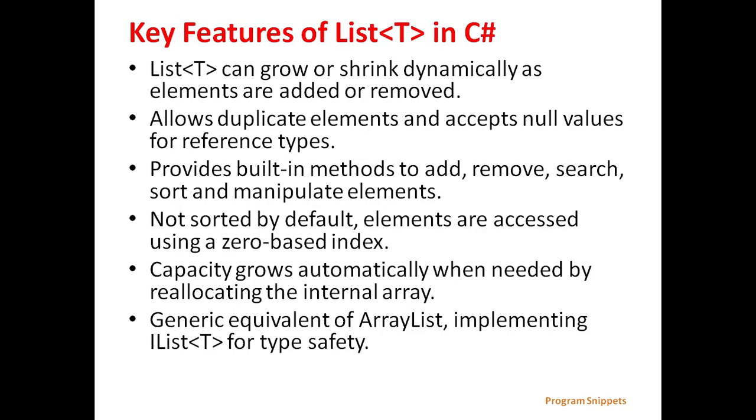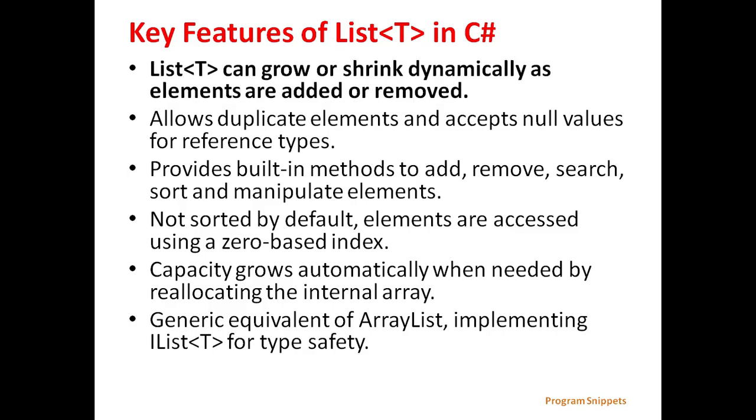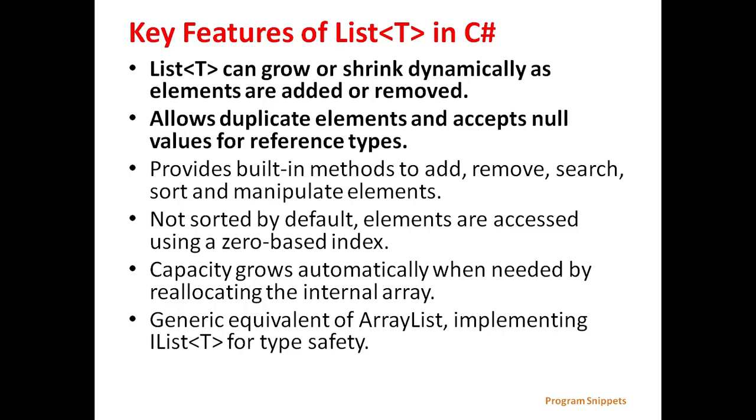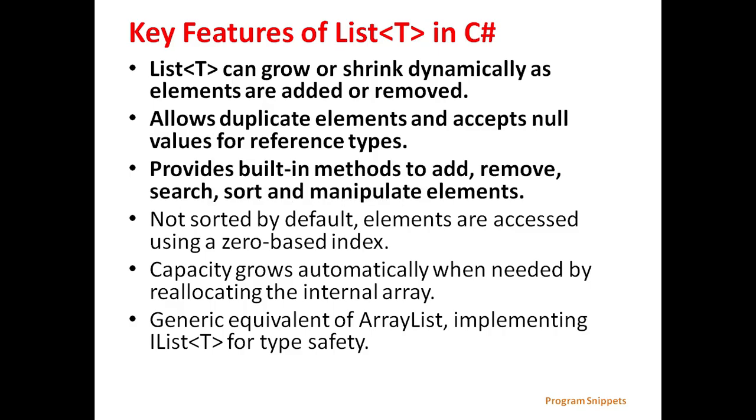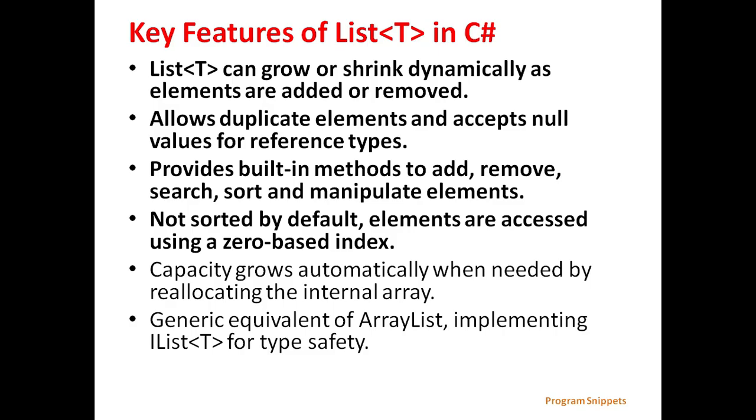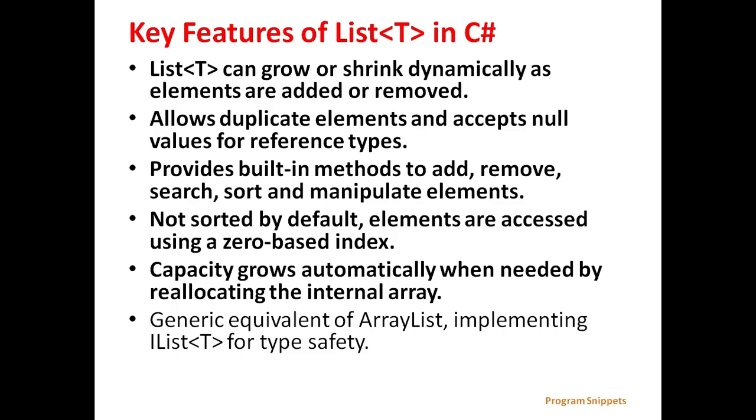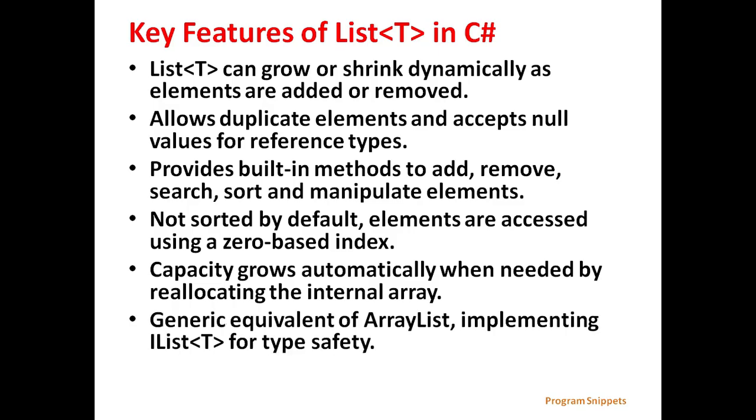Key features of list in C# are: list can grow dynamically as elements are added or removed. It allows duplicate elements and accepts null values for reference types. It provides built-in methods to add, remove, search, sort and manipulate elements. List is not sorted by default. Elements are accessed using zero-based index. The capacity of list grows automatically when needed by reallocating the internal array. It is a generic equivalent of ArrayList, implementing IList for type safety.